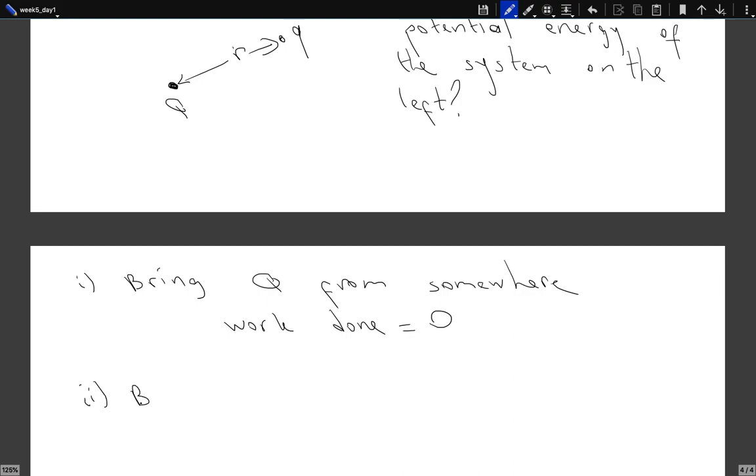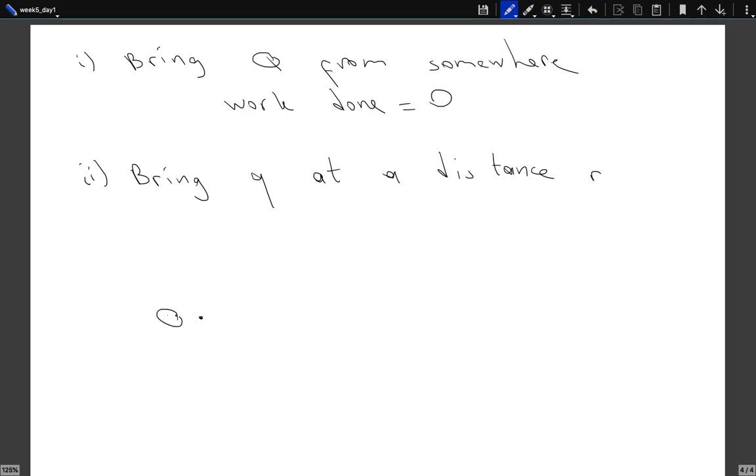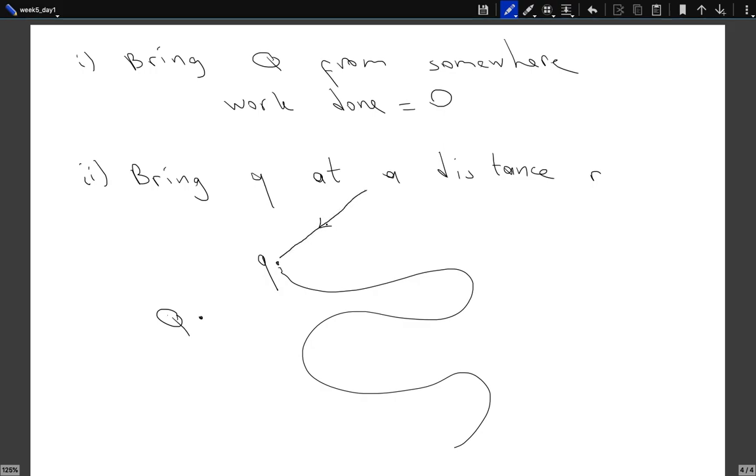Now, the second thing, bring small q at a distance r. First of all, being a conservative force, it doesn't really matter how I bring the charge small q. Let's say there is capital Q over here. The small q will eventually come to that point. I can bring the charge along such a path, but it would be a tough computation, so I would rather bring the charge along this line. Whether I bring it along one line or another doesn't make any difference because it's a conservative force.